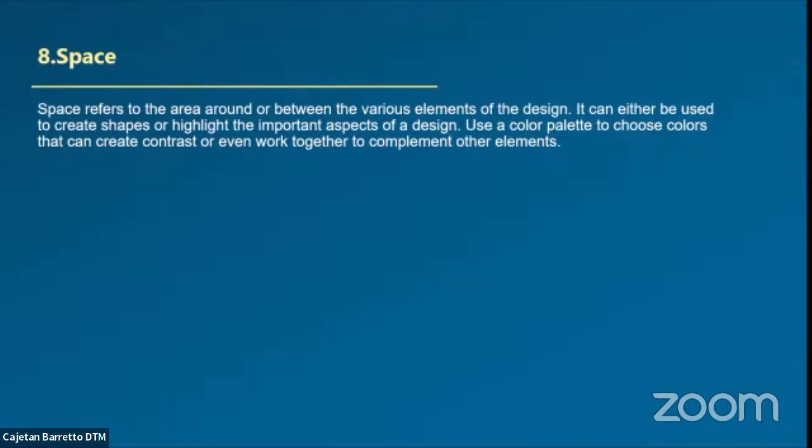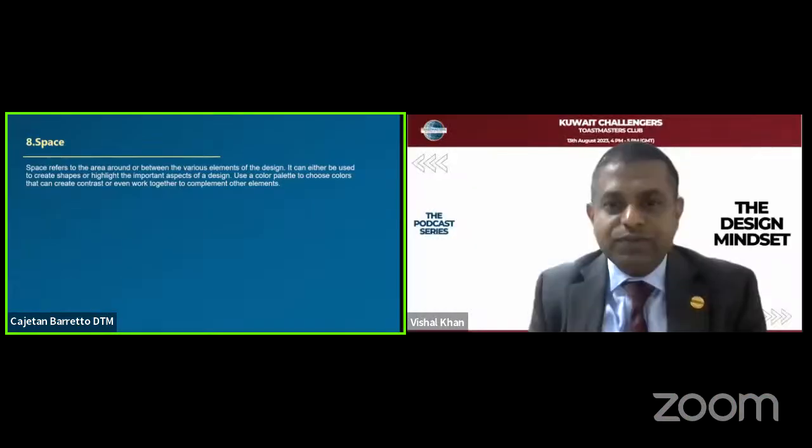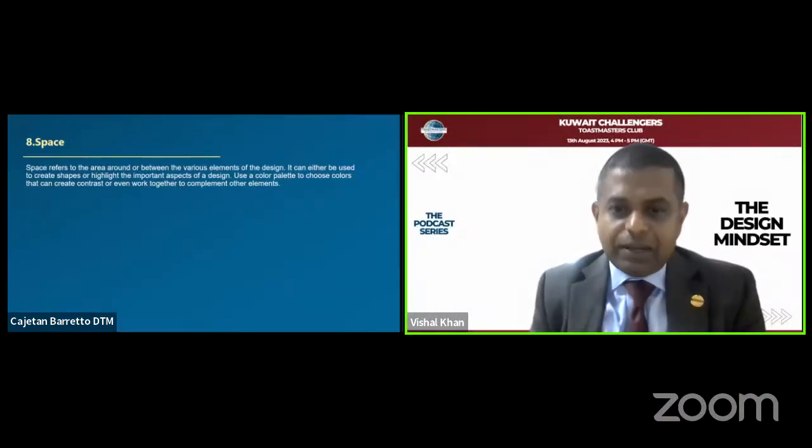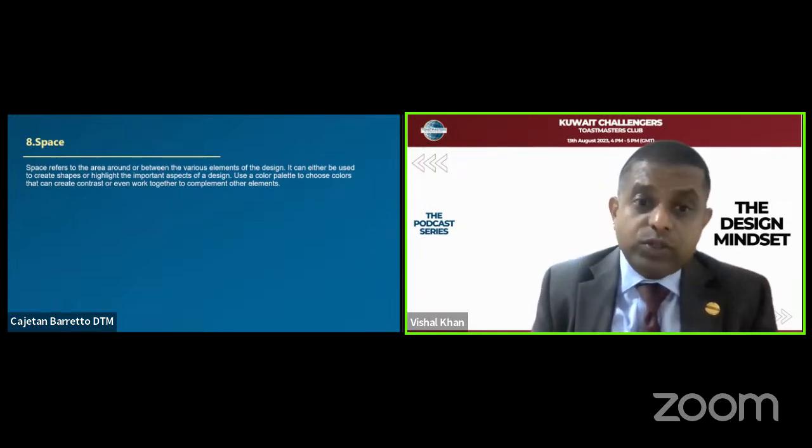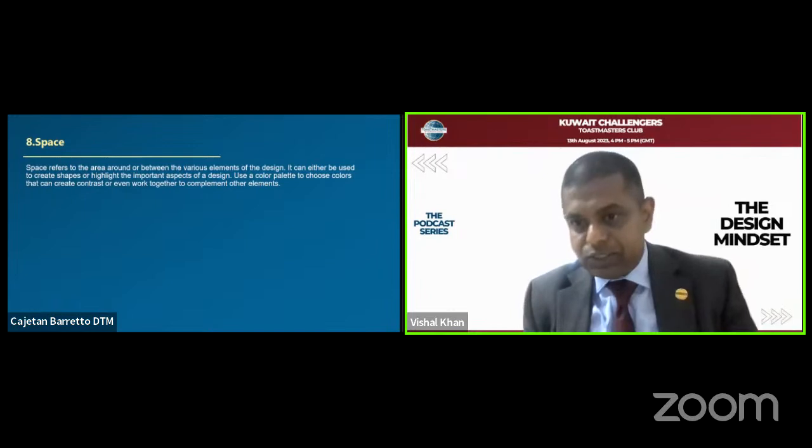Thank you, Prasalam. So moving on to our last concept, which is space, it refers to the area around or between the various elements of design. It can either be used to create shapes or highlight important aspects of design. Use the color palette to choose colors that can create contrast or work together to complement other elements.